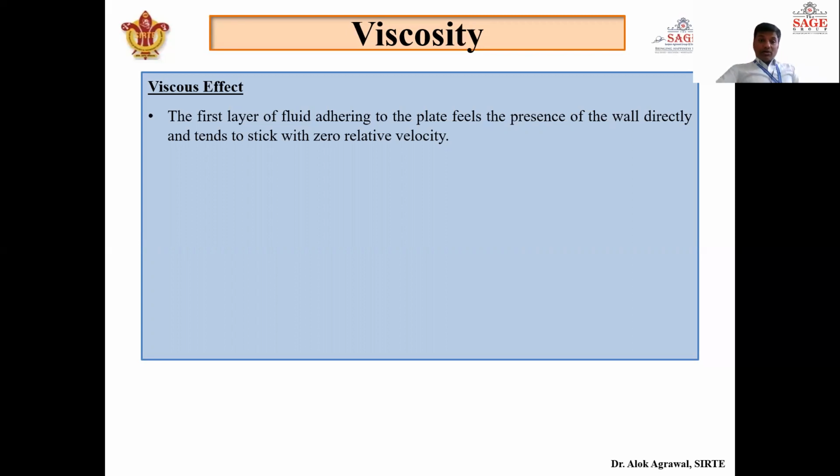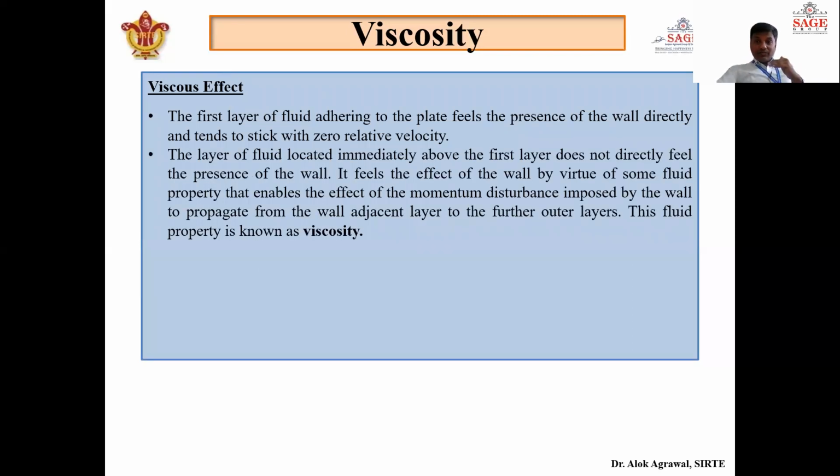Now let us talk about the layer which is just above the first layer. The layer of fluid located immediately above the first layer will not directly feel the presence of the wall. It will feel the effect of the wall by virtue of some fluid property. And what is that fluid property doing? That fluid property enables the effect of momentum disturbance imposed by the wall to propagate from the wall adjacent layer to the further outer layers.